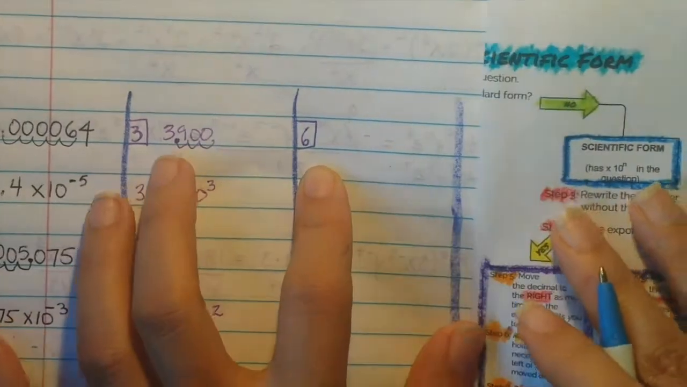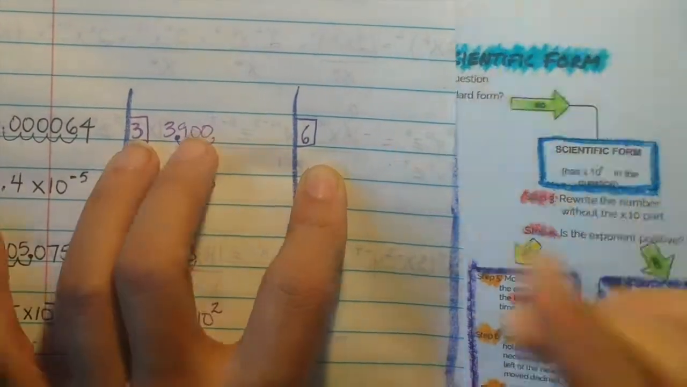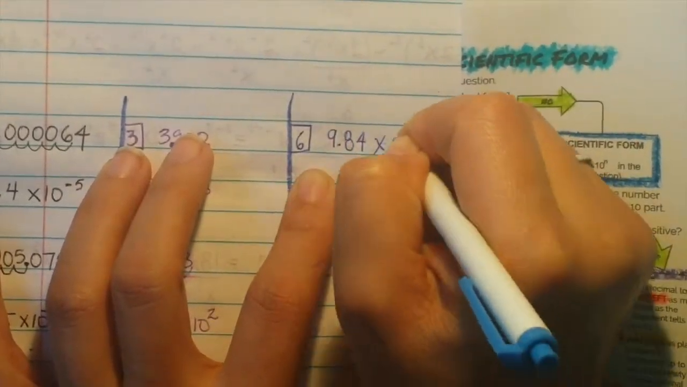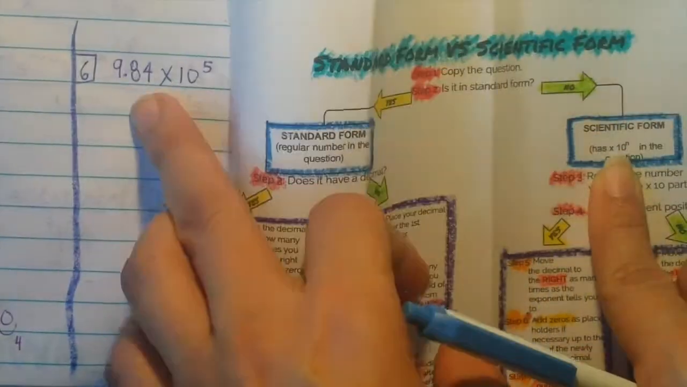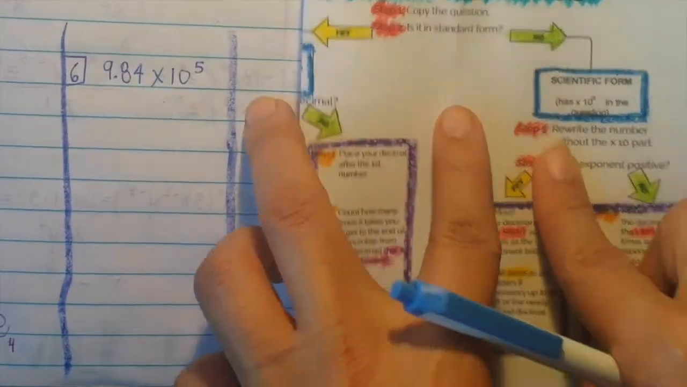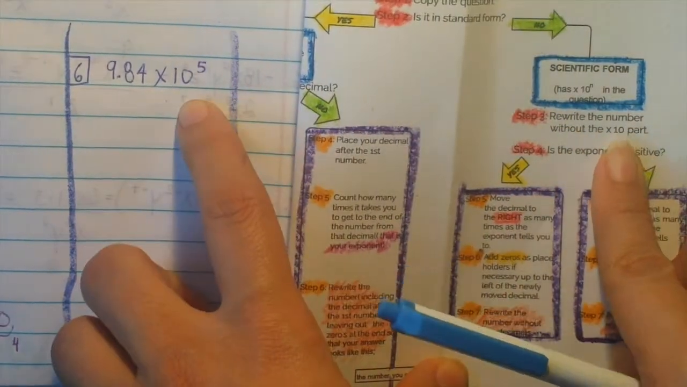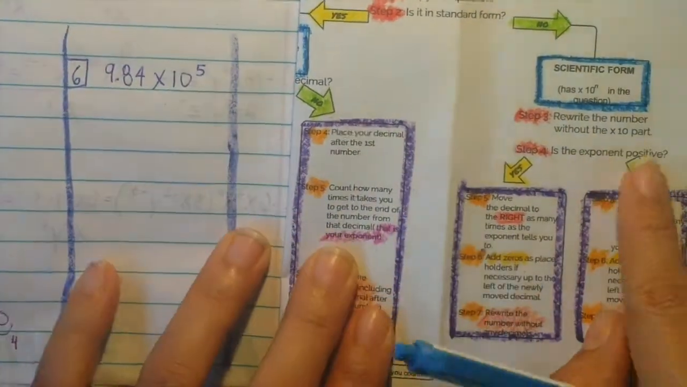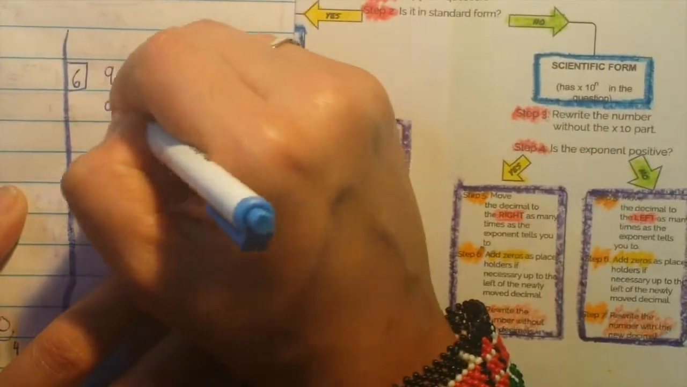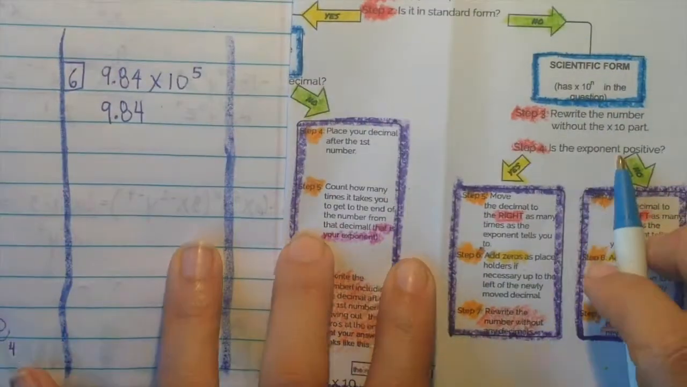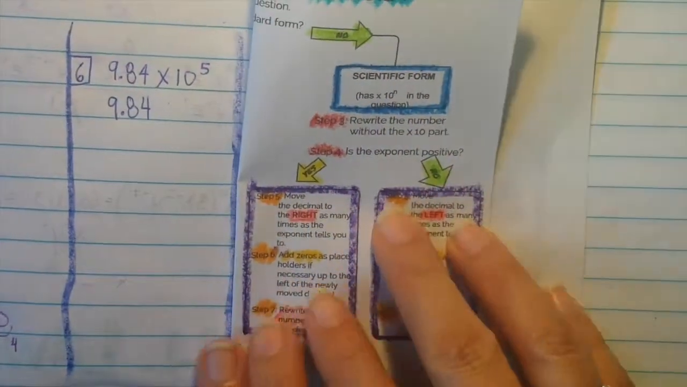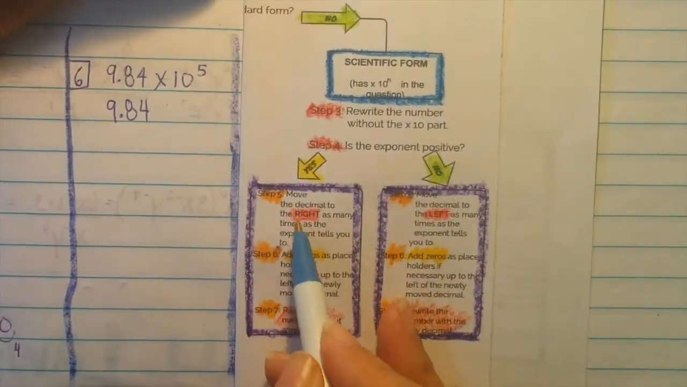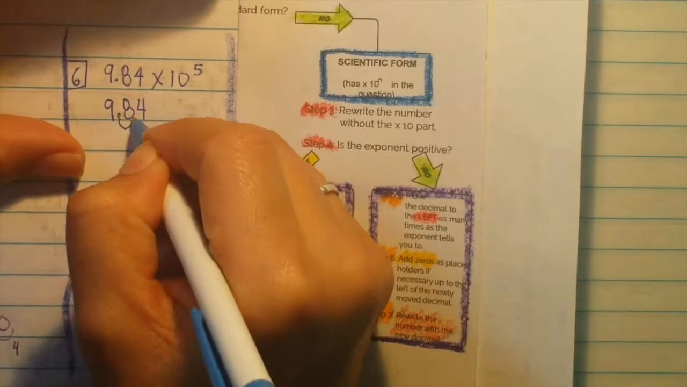Alright, number 6, 9.84 times 10 to the 5. So we've rewritten the question, we've answered if it's standard form, it's not standard form, so it's scientific. Rewrite the number without the times 10 part. So you're going to write 9.84. Then ask yourself, is that exponent positive? Yes, it is. So I'm going to go down this box. It says move the decimal to the right as many times as the exponent tells you to. So it says 5 times.